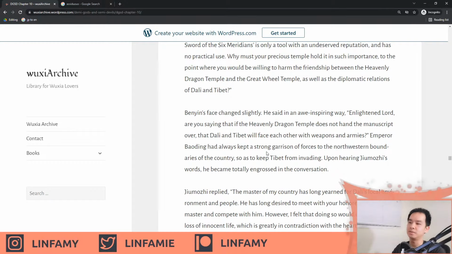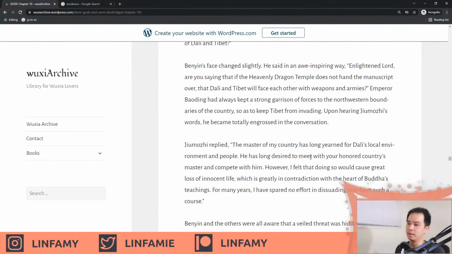Emperor Baoding had always kept a strong garrison of forces to the northwestern boundaries of the country, so as to keep Tibet from invading. Upon hearing Jiamozi's words, he became totally engrossed in the conversation. Oh, was that a threat? Jiamozi replied, the master of my country has long yearned for Dali's local environment and people. He has long desired to meet with your honored country's master and compete with him. However, I felt that doing so would cause great loss of innocent life, which is greatly in contradiction with the heart of Buddha's teachings. For many years I have spared no effort in dissuading him from such a course.